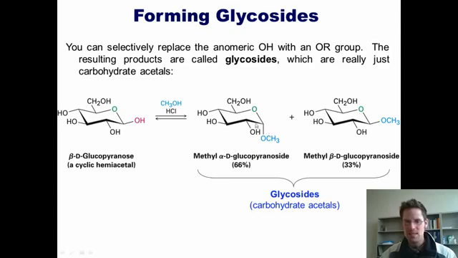What we end up getting is two different isomers, one being alpha, where these two groups are trans. That's how I remember alpha, by the way. Trans has an A in it. Alpha. Trans. And these two are cis to each other, so beta. These compounds are called glycosides. Now, glycosides in reality are really just carbohydrate acetals. If you can't remember what an acetal is, please review chapter 18.